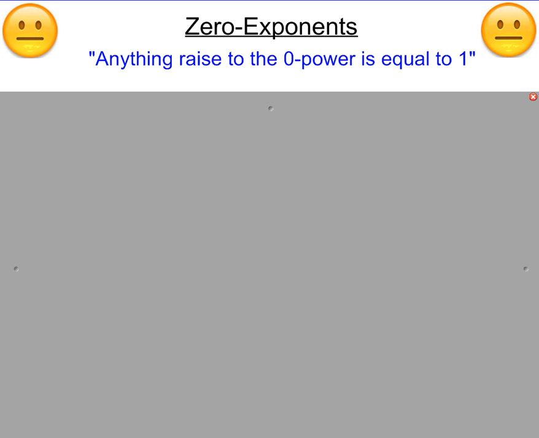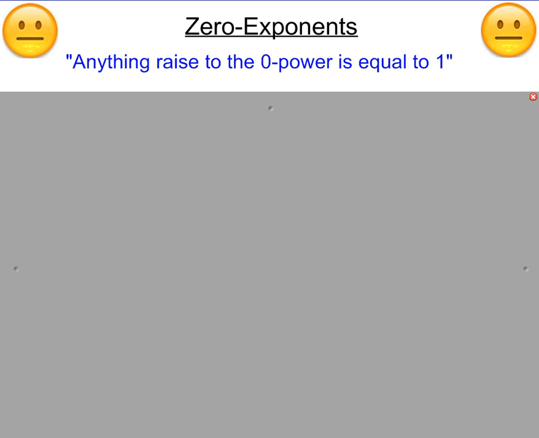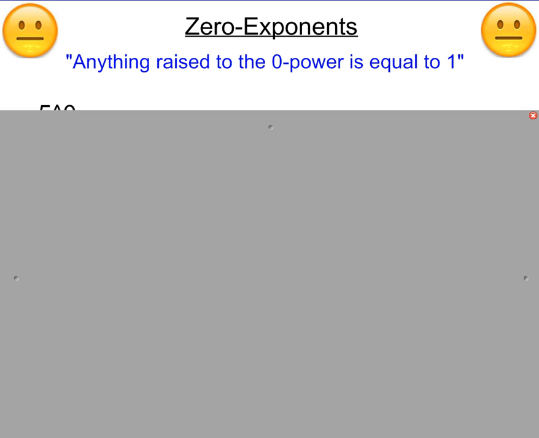And here's the quote for zero exponents that you should have written down. Anything raised to the 0 power is equal to 1. Kind of weird. When you think of something raised to the 0 power, maybe you think it's going to be 0. Maybe you think it's going to be the number itself. But really, it's always going to be 1. Remember, the same rules apply. It has to be touching. The base is the only thing that's touching the exponent.